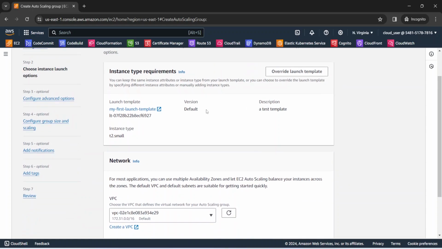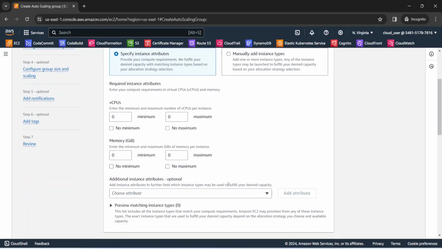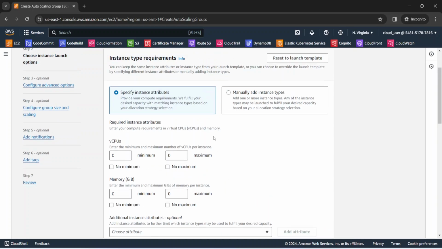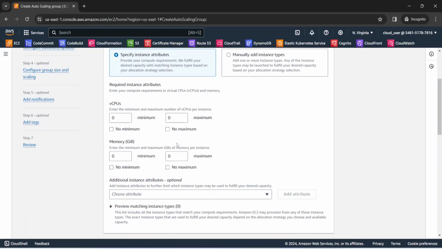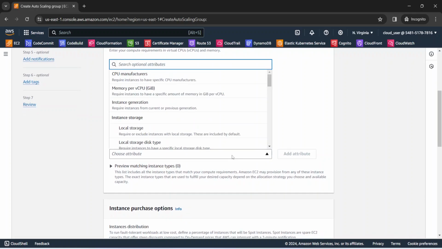So here we also have the instance type requirements. Since it's already populated from the template, you can override the launch template as well. So if I type here, you can also customize more granularly about the vCPUs, the memory, etc. So here I'll not go and change anything.